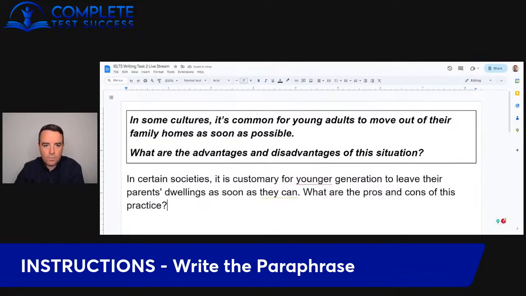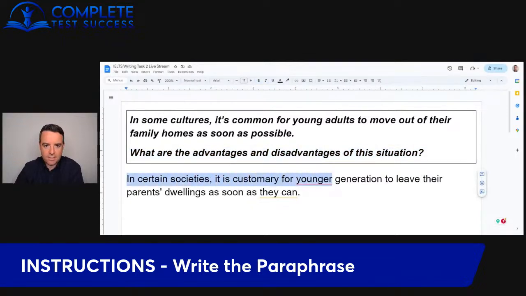Right. Now, when we're paraphrasing the question, we need to paraphrase this bit. We don't paraphrase this bit. So where the question has written down what are the pros and cons of this practice, that's not part of the paraphrase. So what we'll do next is we'll say what advantages and disadvantages we're going to talk about. Our response to this will come next, but it's not part of the paraphrase.